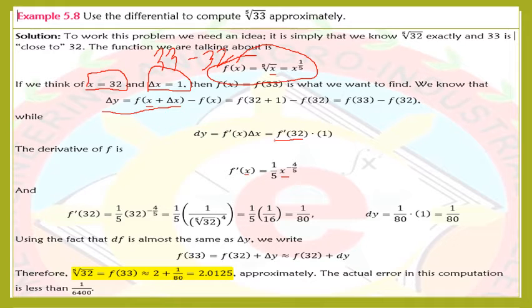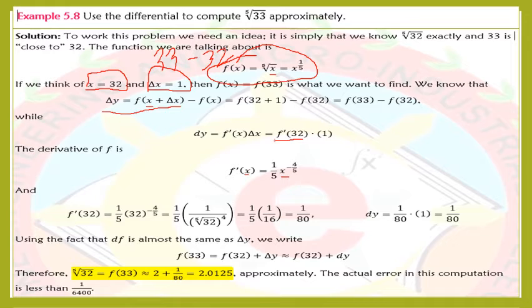So, f prime of 32 is equal to 1 over 5, replace x by 32. So, this is equal to 1 over 5. Bring down natin ito sa baba para maging positive yung exponent niya. So, we have 1 over the fifth root of 32 raised to 4. Or, ang result nito is 1 over 16. So, 1 over 5 times 1 over 16 is 1 over 80.